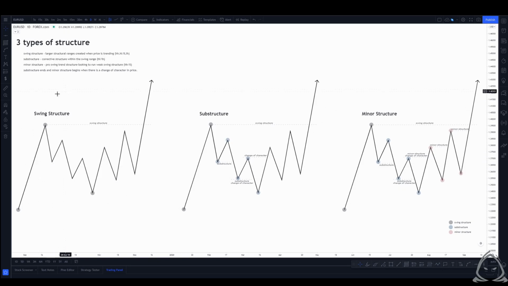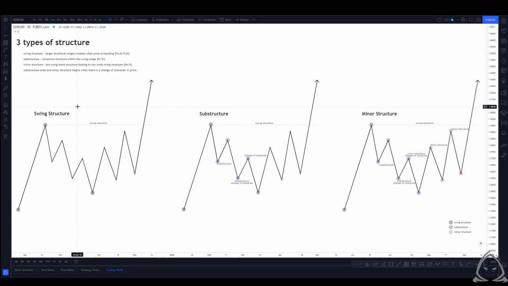In the previous videos, we were mentioning market structure in the example of higher highs and higher lows for a bull trend. We were referring to swing structure, and swing structure is the larger structural ranges that are created when price is trending, whether that's making higher highs and higher lows or lower lows and lower highs. We use swing structure as the basis of understanding our overall trend when analyzing any financial market. And when we're looking at that swing structure, that's where we get the large impulses or expansions to the upside or downside, followed by some sort of correction or complex pullback before we end up breaking the previous swing high, or previous swing low in a bear trend.